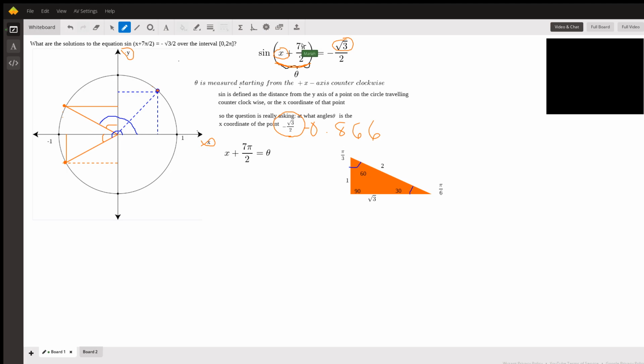Okay, so some first things. What we need to think about is that all of this stuff inside the parentheses, I'm just going to redefine as theta, okay? Sine of theta. So really I'm thinking sine of theta is equal to negative square root 3 over 2. Sine of what angle is equal to negative square root 3 over 2? And just keep in mind that theta is measured starting from the x-axis and going counterclockwise.